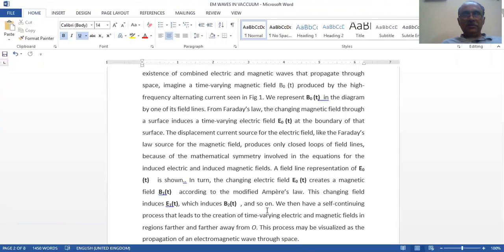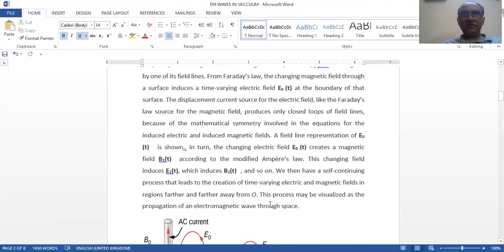In turn, the changing electric field creates a magnetic field B1(t). So the original magnetic field was B0(t), and now the changing electric field produces a new magnetic field B1(t) according to Ampere's law. This changing magnetic field in turn produces a changing electric field, which again produces a magnetic field, and so on. So we have a self-sustaining mechanism in which a changing E or B gives rise to the other field.